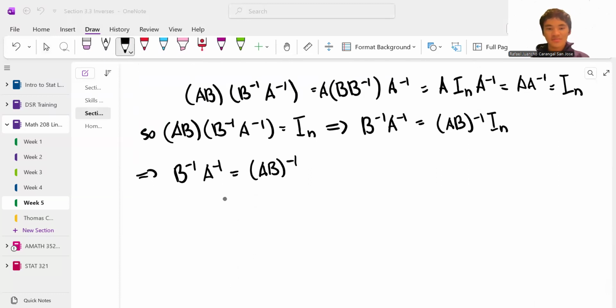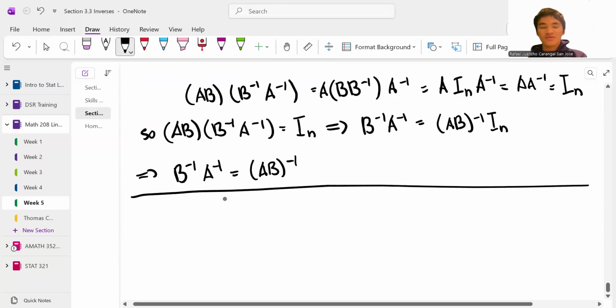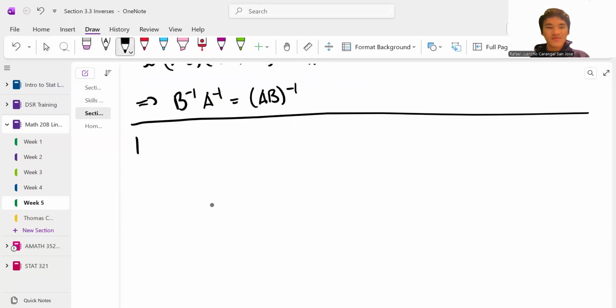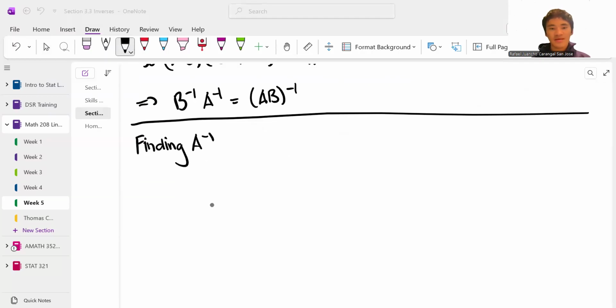Now, here's an interesting thing that we've been wanting to ask for a while now. How exactly do we find the inverse of some matrix? So how do we find A inverse? So we now develop a method for computing A inverse. So let's start.